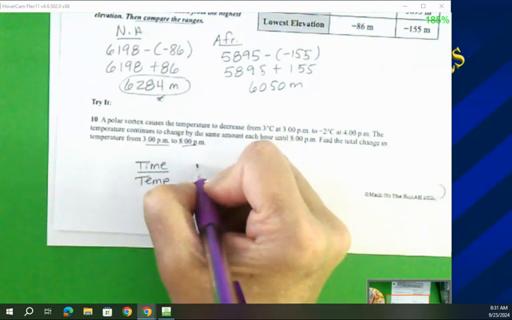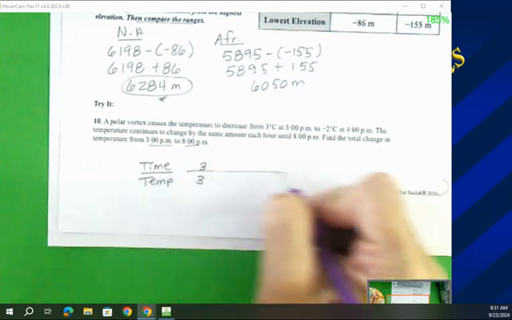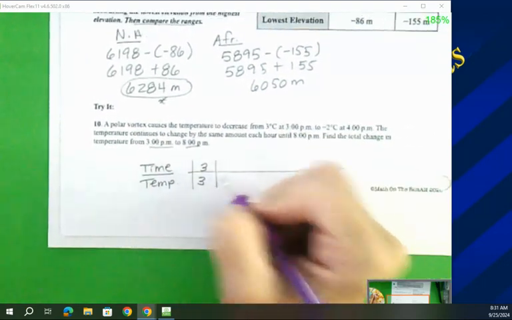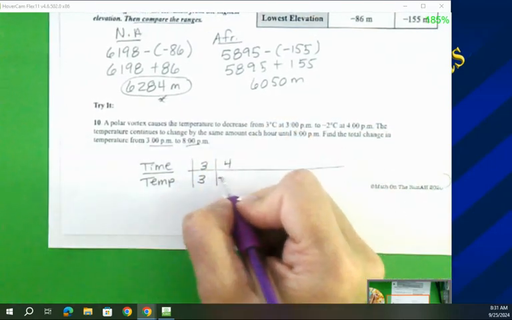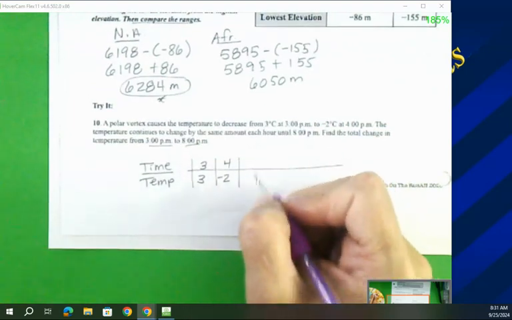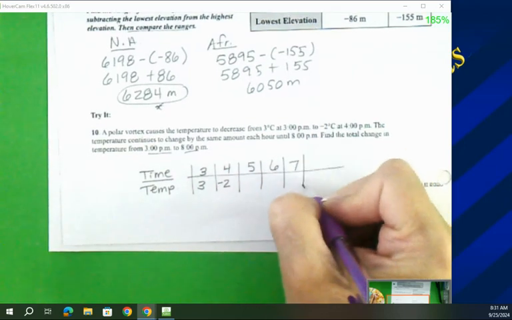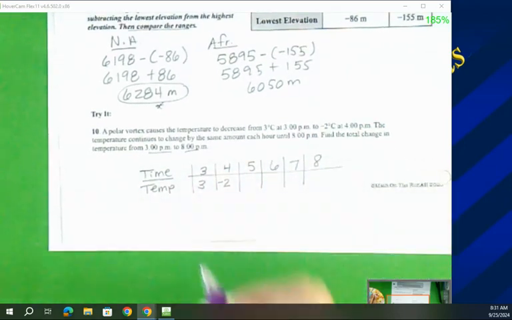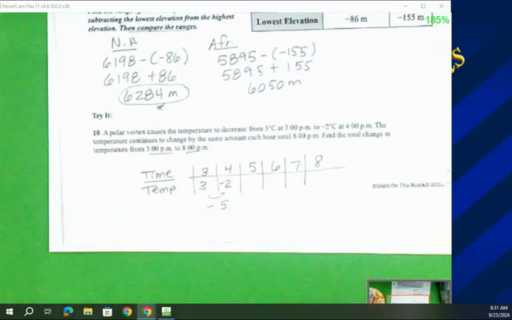So at 3 p.m., it's 3 degrees Celsius. So at 4 p.m., it's negative 2. Then we're going to go to 5, 6, 7, and 8. So we notice that the temperature is dropping 5 degrees. 3 minus 3 to negative 2 is 5, negative 5.